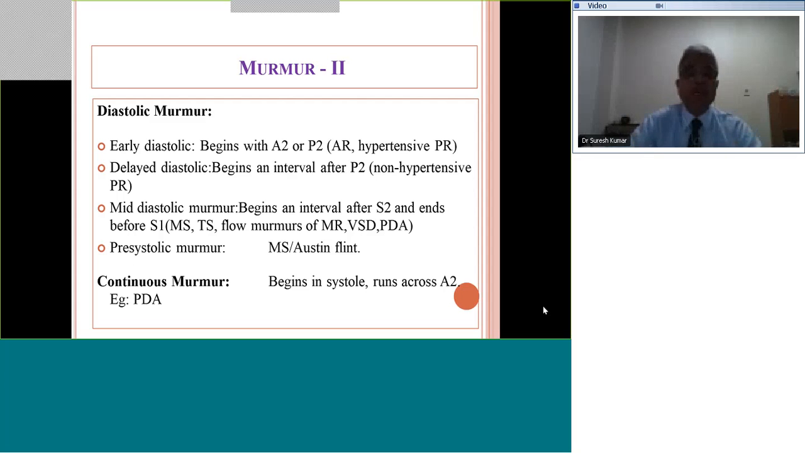A mid-diastolic murmur has an interval between the second sound and the beginning of the murmur, and this would also end before the next first sound. Typically mitral stenosis, tricuspid stenosis, flow murmurs of ASD across the tricuspid valve, MR, VSD or PDA across the mitral valve. The pre-systolic murmur is mitral stenosis or Austin Flint murmur. A continuous murmur begins in systole and runs across A2. That's a feature of PDA.